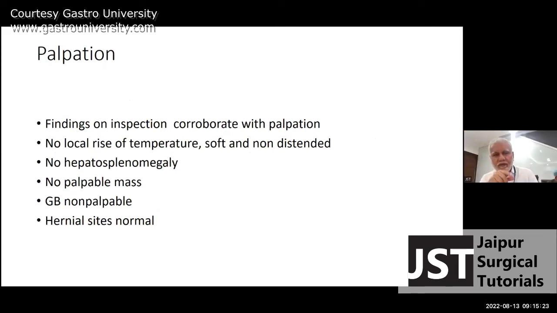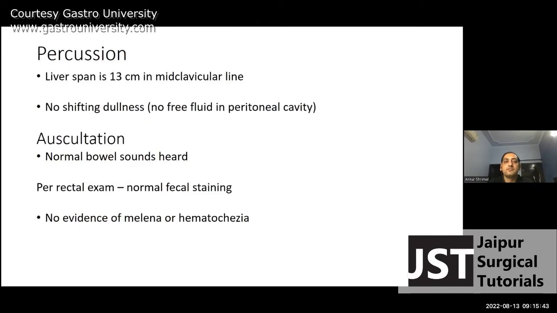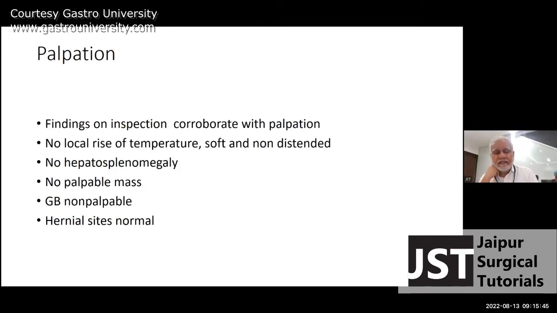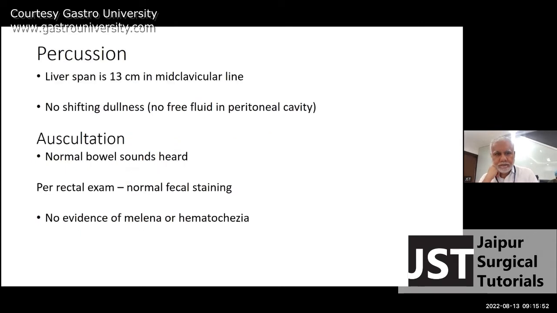Yeah, so the order should be reversed. Gallbladder, palpable or not palpable, is the most important clinical finding in the abdominal examination in a patient with jaundice. That should come first. Next should come whether any mass is palpable. Then comes hepatosplenomegaly. So the order in which you mention things also tells me how much weightage you are giving to each finding. Okay. So percussion, auscultation and per rectal examination also, sir, are within normal limits.